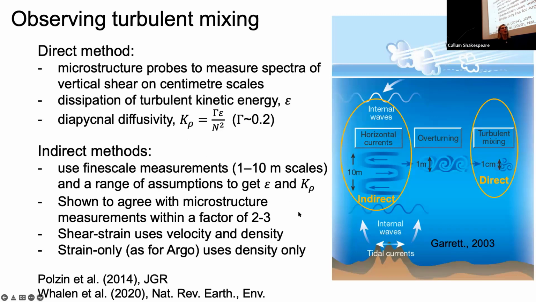Surprisingly, in spite of all the assumptions, it's been shown that these fine scale measurements agree with microstructure measurements to within a factor of 2 to 3. And I just wanted to distinguish between shear-strain parameterizations that use both information about velocity fluctuations and density fluctuations, and the strain-only parameterizations, which only know about the density fluctuations in the water column. And that's all we can use with the Argo array. So there are a couple of very nice reviews that have a lot more information.